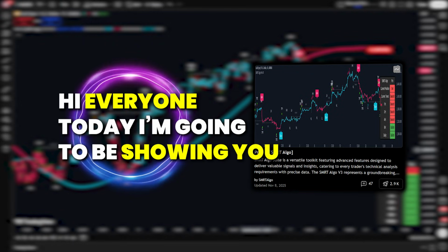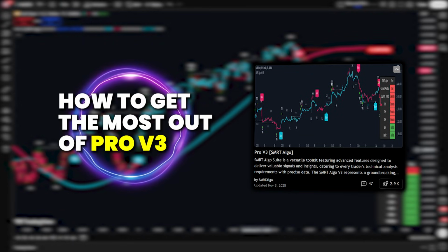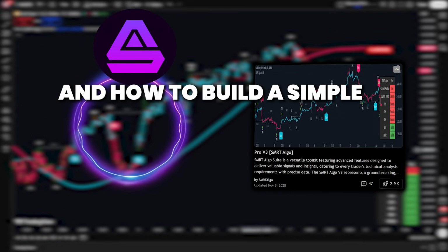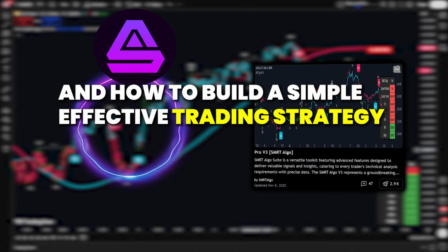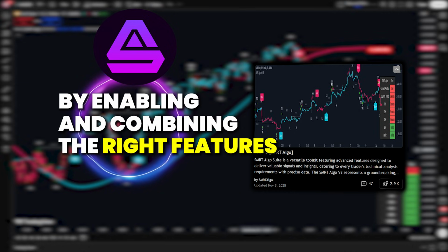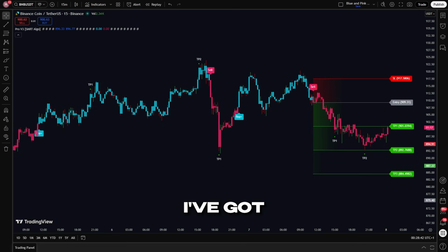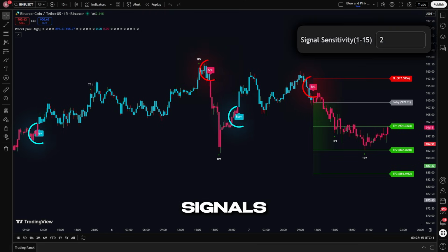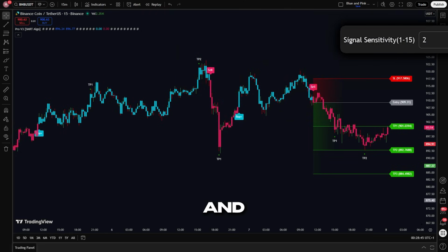Hi everyone! Today I'm going to be showing you how to get the most out of Pro V3 from SMRT Algo and how to build a simple, effective trading strategy by enabling and combining the right features inside the indicator. Right now I've got Pro V3 loaded on my chart using the default settings. By default, Pro V3 only shows you buy and sell signals with the sensitivity set to 2 and nothing else.